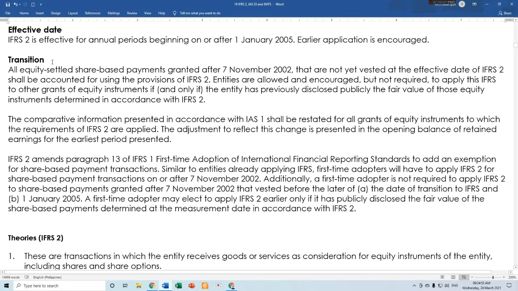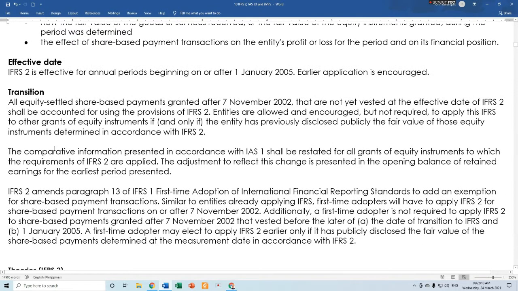Tapos transition, nilagay ko lang to pero wala na rin dapat problema sa transition kasi luma na yan, 2005 pa nag-transition. So dapat wala nang transition requirements ngayon. Nilagay ko lang siya for purposes of full content ng ating discussion. So basically, that is for the theory portion of our share-based payment transaction.